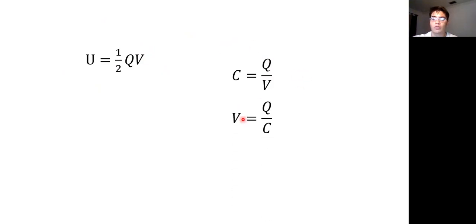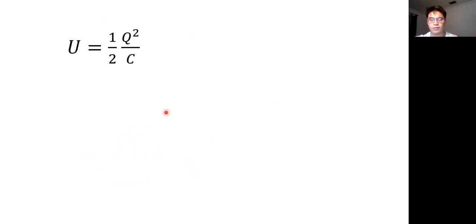So by switching around V and C, we're going to have the voltage is equal to the charge divided by the capacitance. Then we're going to put this back into the potential energy equation, and we're going to get the potential energy stored is 1/2 Q squared over the capacitance. So we have this equation, and now we need to put our values in.